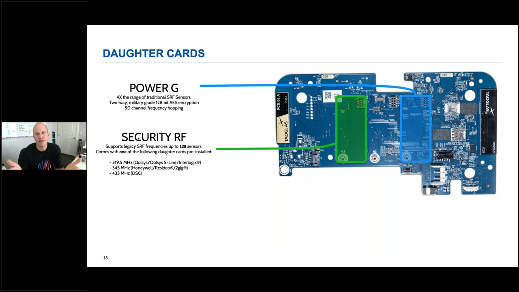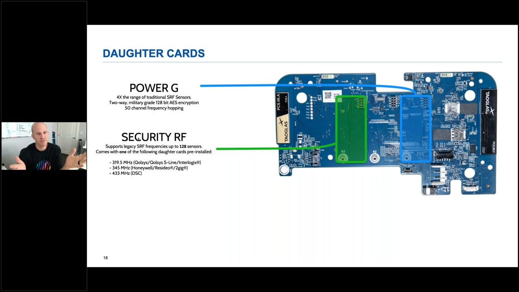So that's really great if you're walking into a home and they've already got a bunch of those sensors there, you're able to reuse those sensors and then maybe add a bunch of PowerG sensors for anything new that you're adding. Now, between these two daughter cards, we support up to 128 total sensors. So you can mix and match those as much as you want.